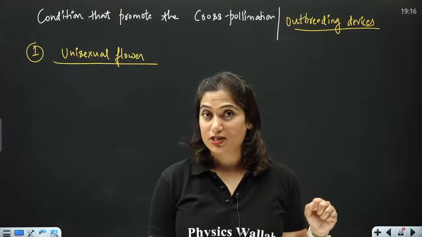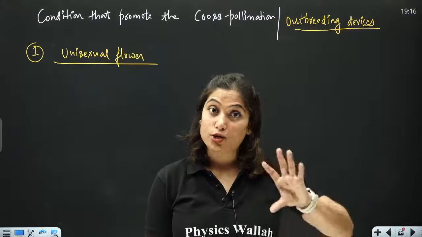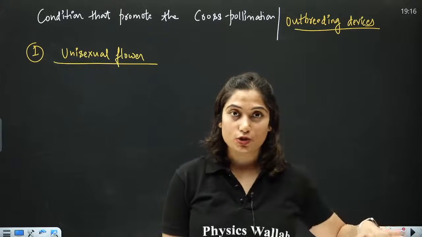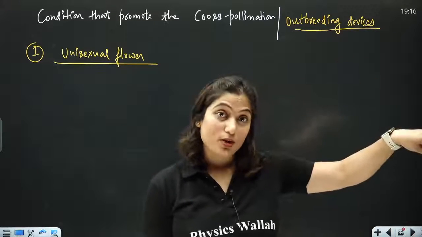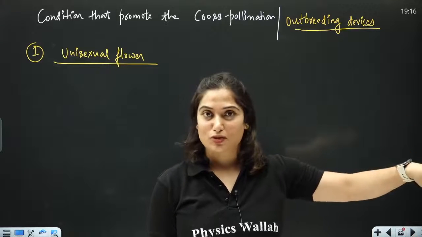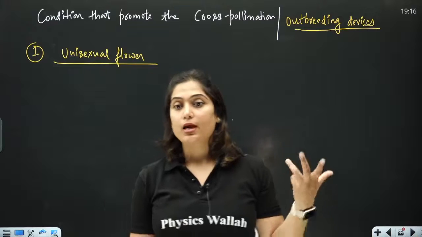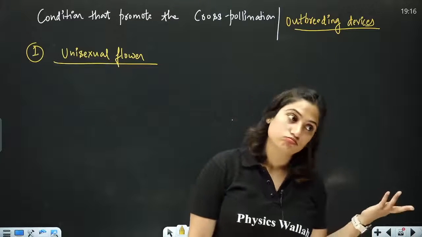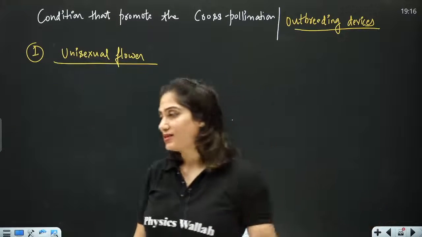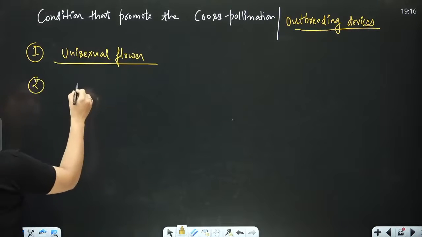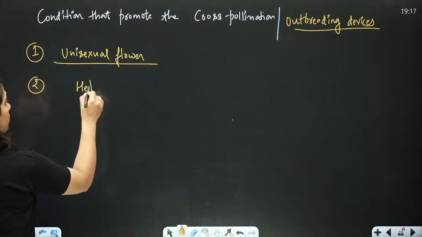Are you getting my point? A bisexual flower can show self-pollination, cross-pollination, geitonogamy, but autogamy will always be seen in a bisexual flower. And in a unisexual flower, obviously geitonogamy and cross-pollination can be seen. How? We will see it. So unisexual flower, cross-pollination, then heterogamy.